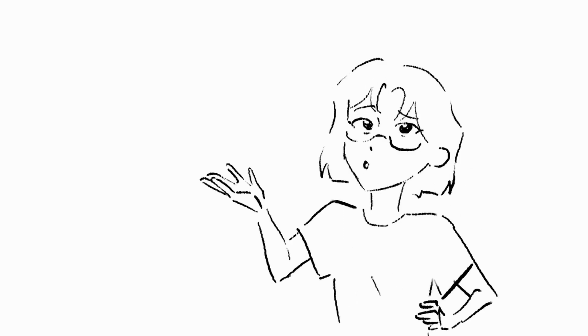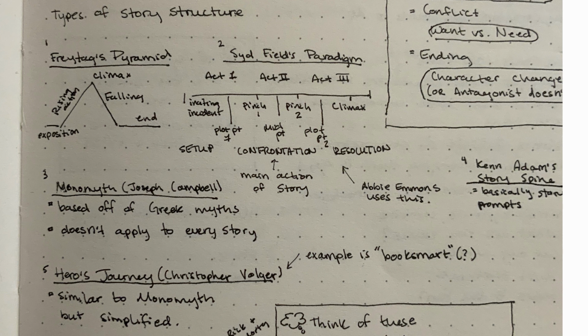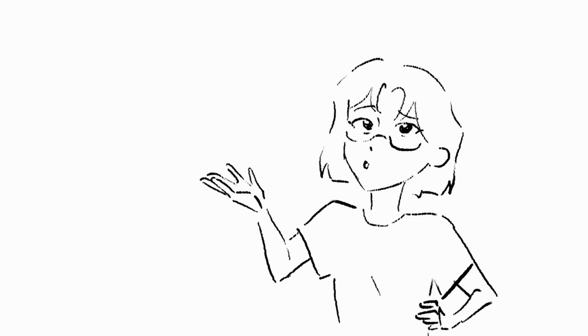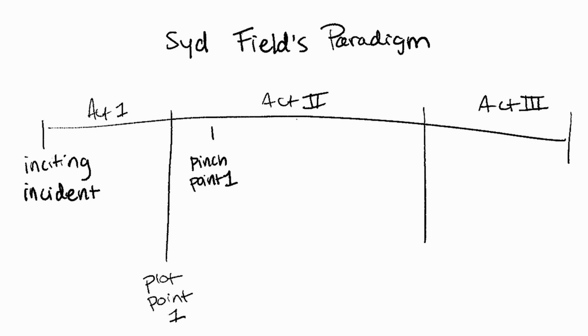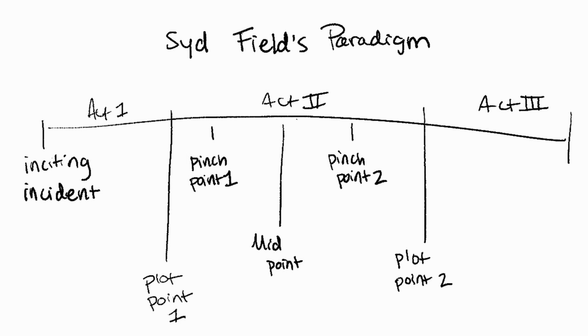There are way more story techniques in storytelling than I thought initially, and I realized the one I most commonly use is Syd Field's paradigm. With Syd Field's paradigm, there's Act 1, 2, and 3, so you have your basic story structure. In Act 1, you have the inciting incident, plot point 1, and then the pinch point. Then in Act 2, we have the midpoint and pinch point, and plot point 2. And then finally in Act 3, you have the climax.